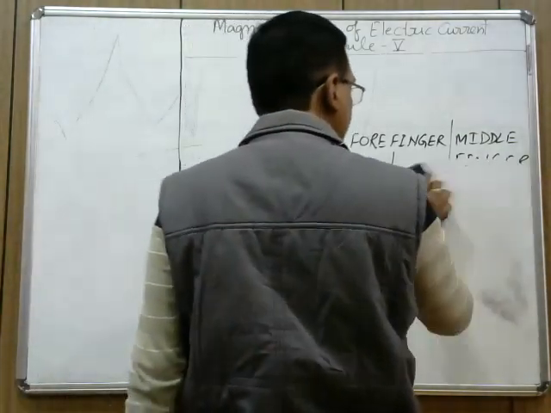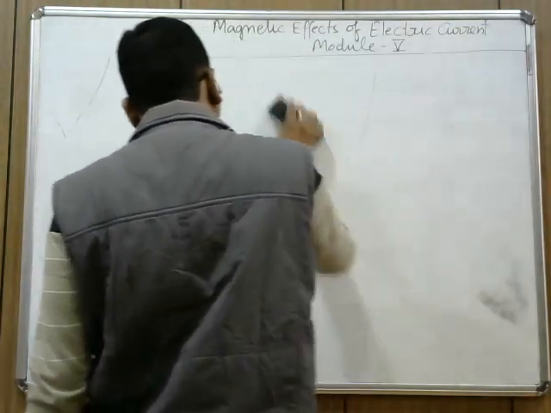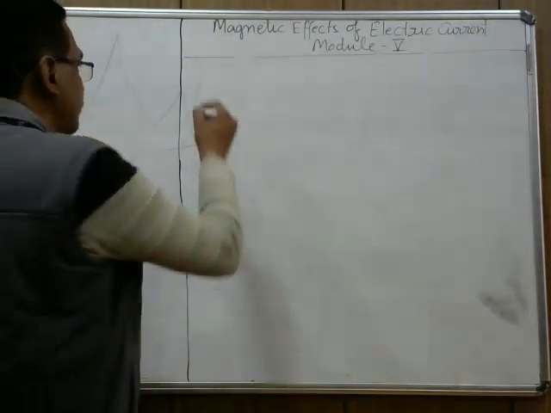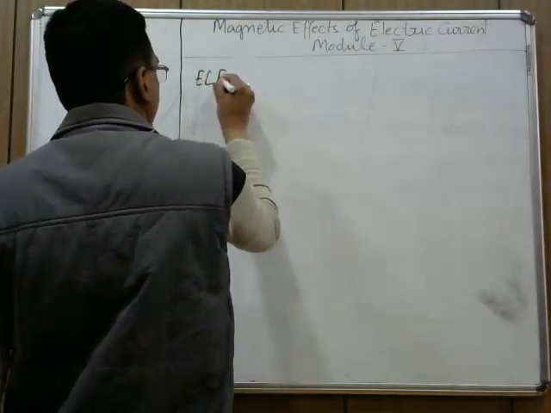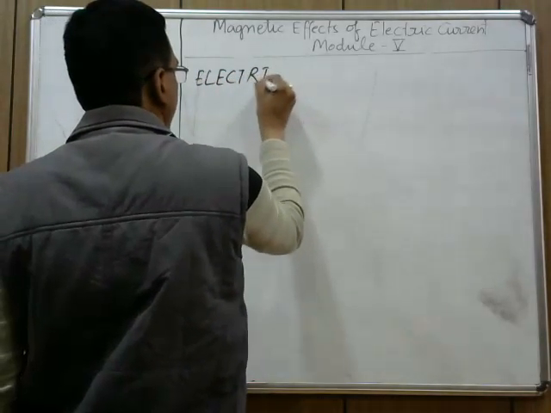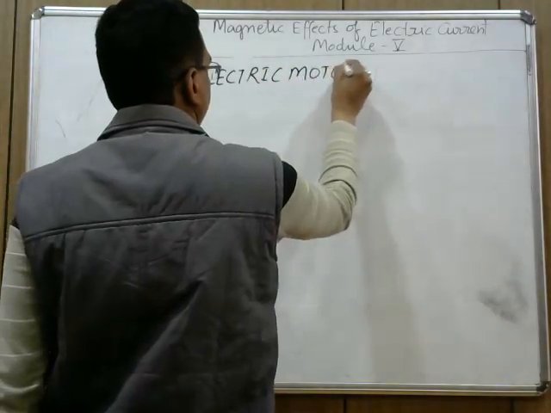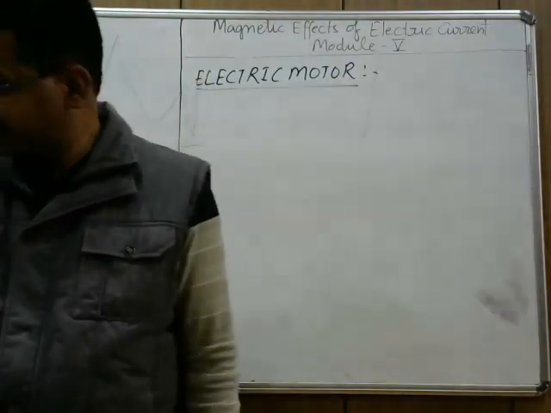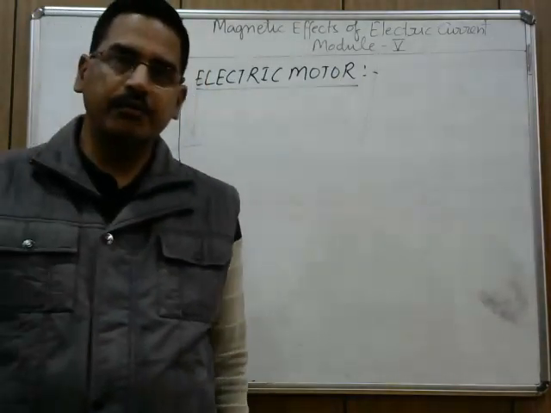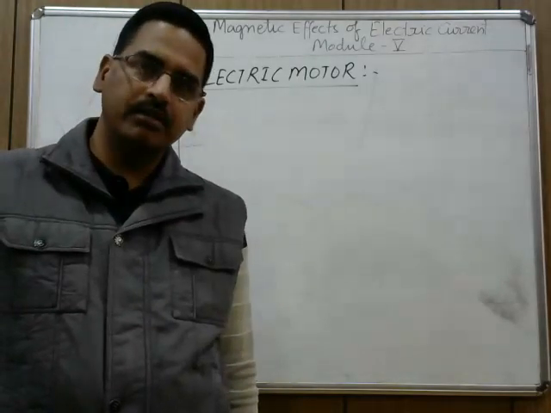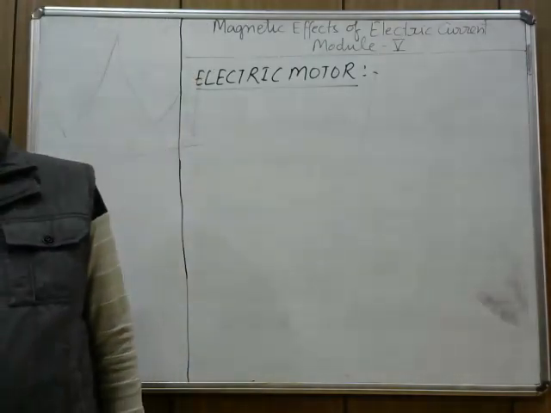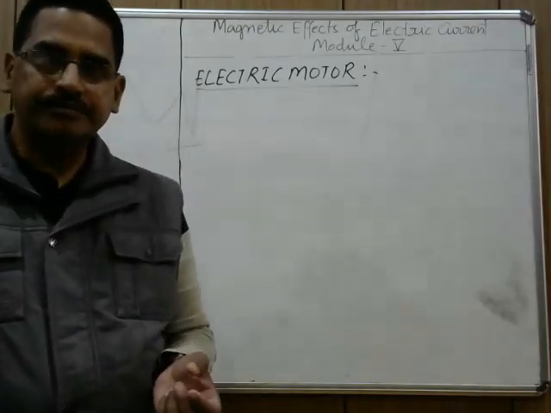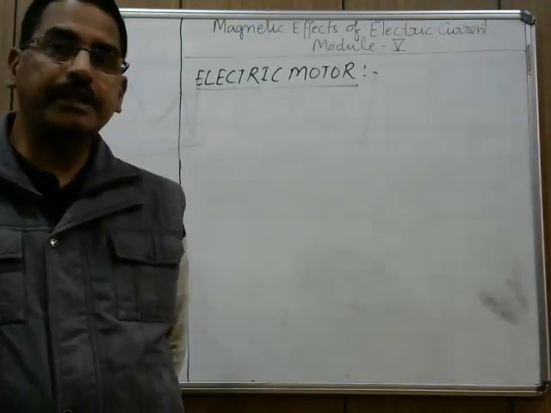Now, one important topic which makes use of the force on a current carrying conductor placed in a magnetic field is the electric motor. Very important topic. Electric motor is a device which converts electrical energy into mechanical energy. I repeat, electric motor is a device which converts electrical energy into mechanical energy.